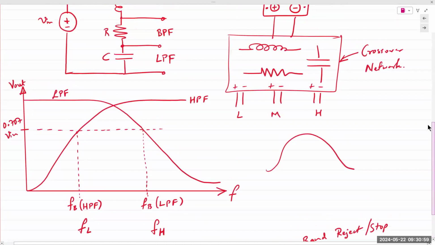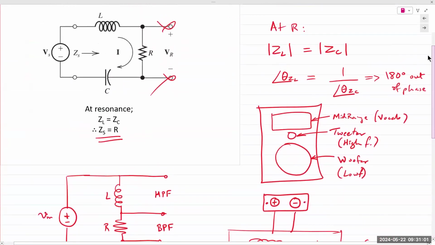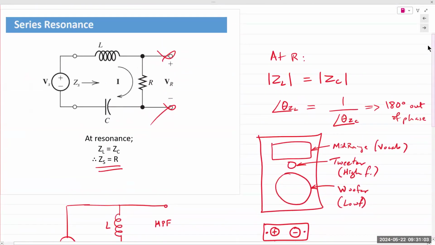So that's the actual application, but let's look at what happens at resonance, how it occurs and when it occurs. It occurs due to the energy storage properties of the inductor and the capacitor. In the positive half cycle, energy flows into an inductor, and in the negative half cycle, the energy flows out. A capacitor is the exact opposite of an inductor.